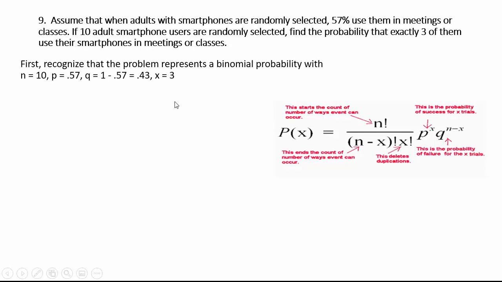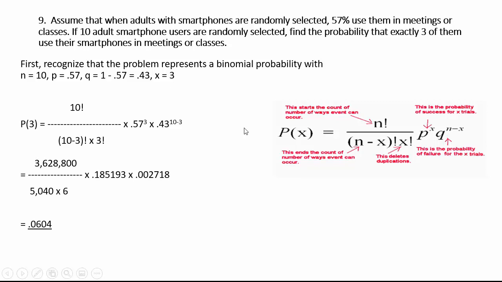And we can go through this. First, recognize a binomial with n equals 10. The probability is 0.57 that they'll use them in a meeting or class. Q, which would be its complement, is 1 minus 0.57, or 0.43. And then X, because we want to find the probability of exactly 3 of them using their smartphones out of that 10, is 3. That's what we want to know. So plug it into the binomial formula.